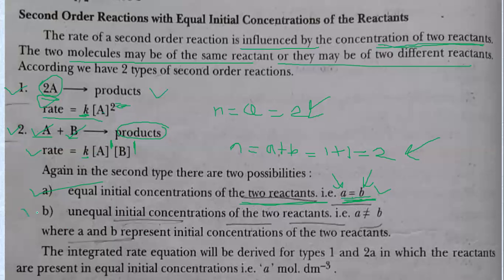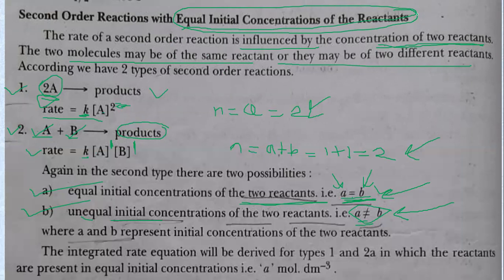Now for unequal initial concentration, in this case the concentration is not equal. What I told you, it is not necessary to have equal initial concentration every time. The concentration may be different. So, we are studying the second order reaction with equal initial concentration of reactants. Remember, whatever equation you get after studying second order reaction, we are getting it for the equal initial concentration.